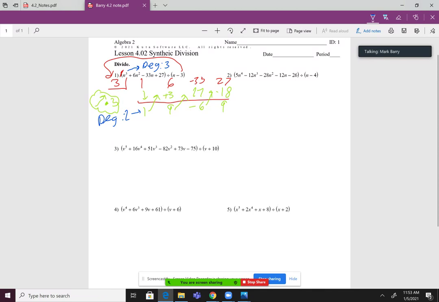What does that mean? Well, instead of being n to the third power, this is going to be 1n to the second power. Then the degrees are going to go down from there. So the next one instead is going to be 9n. It'll be n to the first power. After the first power is just the regular numbers. That's going to be minus 6.